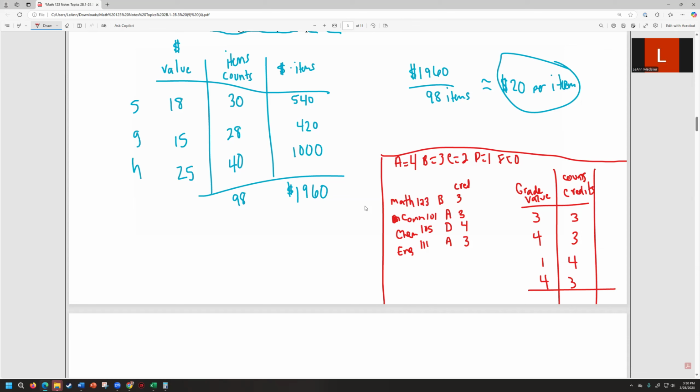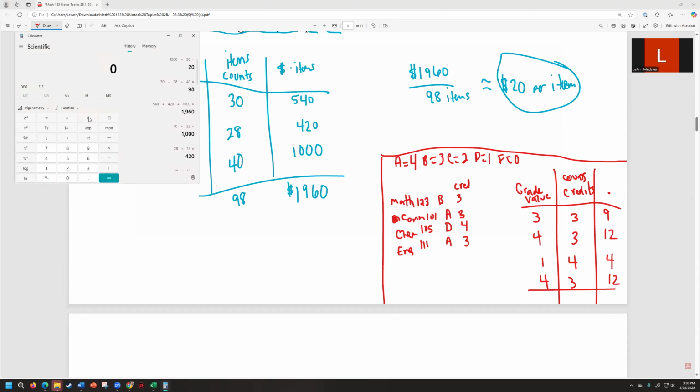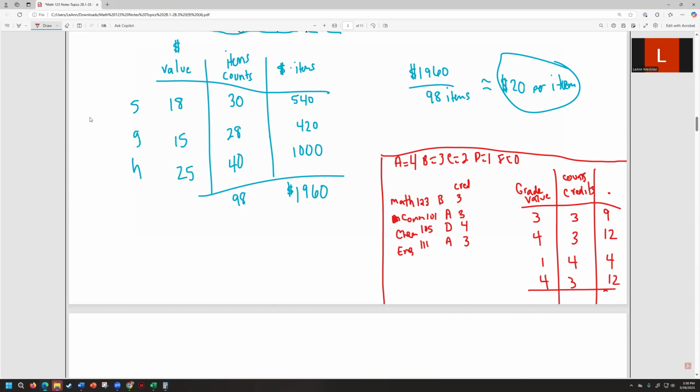So we need to get our multiplication done first. I'll just put a little dot there for that. 3 times 3 is 9. 4 times 3 is 12. 4 times 1 is 4. 4 times 3 is 12. If we add all of those together, that's going to be their total grade value times credits. So 9 plus 12 plus 4 plus 12, that's going to be 37.